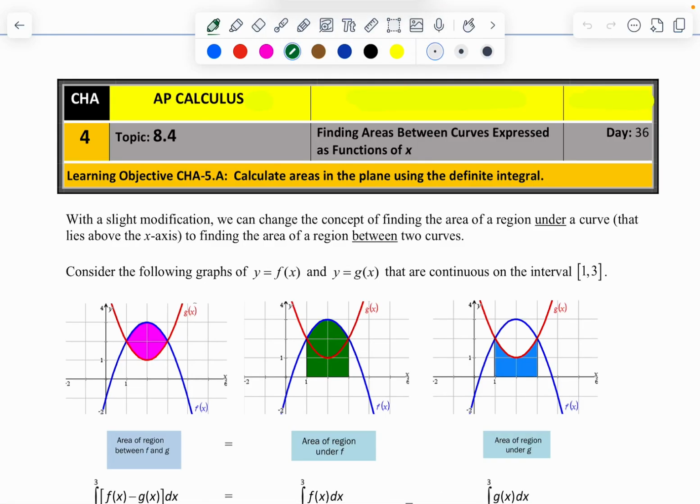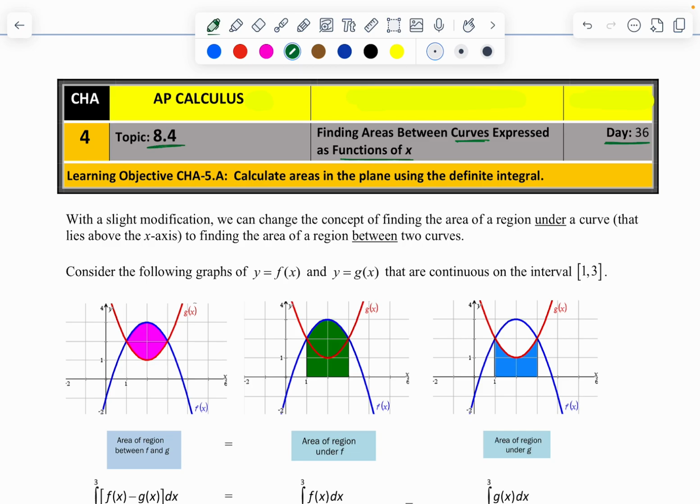All right, people, next unit, which is 8.4. One thing you'll notice is that 8.4, 8.5, and 8.6 all kind of go together, and even on the days, it says we should do all three of those in one day. But I'm just going to do 8.4 for video notes, and we'll finish up the rest tomorrow. So this section is finding areas between curves expressed as a function of x.